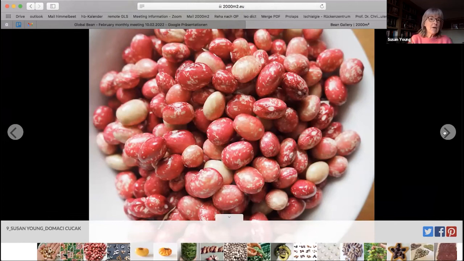And it's a very well-behaved bean. It doesn't grow too tall. It grows very strongly. It has lots of flowers and produces a very prolific crop. And of course, it's very, very delicious.